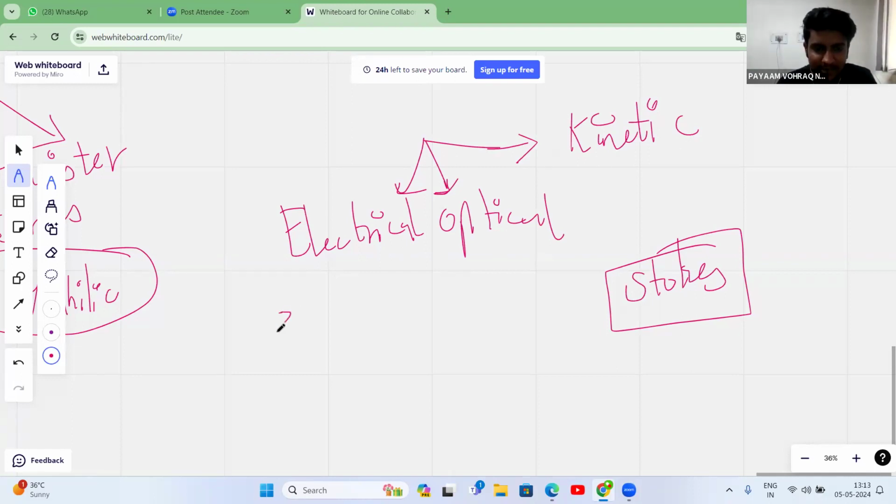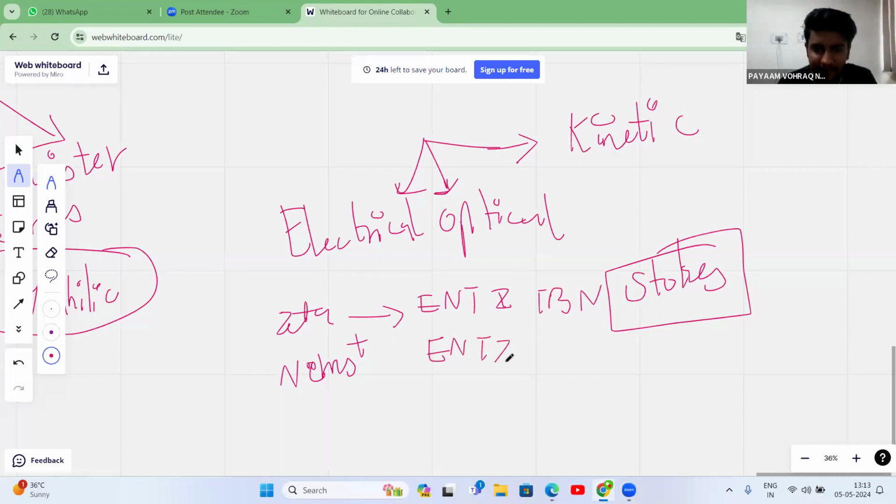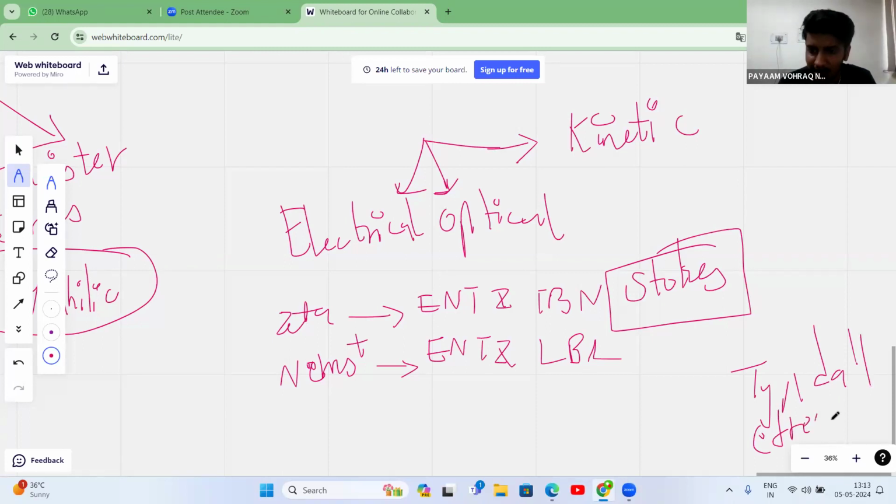Then have you heard about zeta potential and Nernst potential? Zeta potential is between the electroneutral region and the tightly bound layer, while Nernst is between the electroneutral region and the loosely bound layer. Zeta and Nernst. Electrokinetic and electrothermodynamic methods. You should know about the Tyndall effect, the Faraday-Tyndall effect, scattering of light. You should know all this.